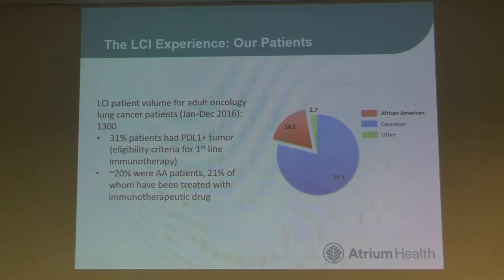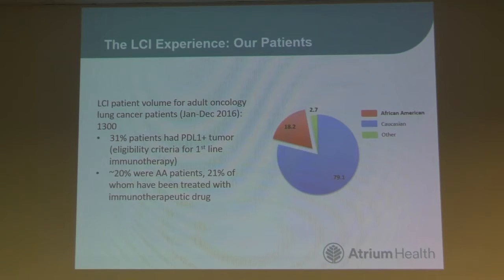So looking back at our data and the LCI experience, when we were actually designing this project, it was 2017, we were looking at our data from the previous year, so we had seen at the time 1,300 lung cancer patients. Of those patients, about a third had PD-L1 positive tumor. So what does it even mean? So here I'm going back to the biology of things. How biology is important for immunotherapy.